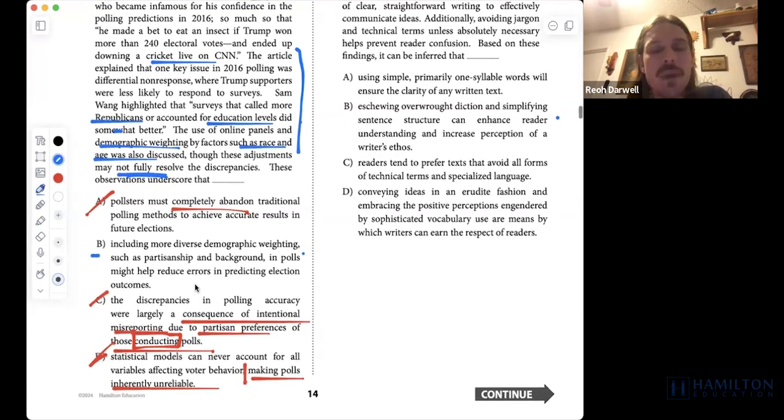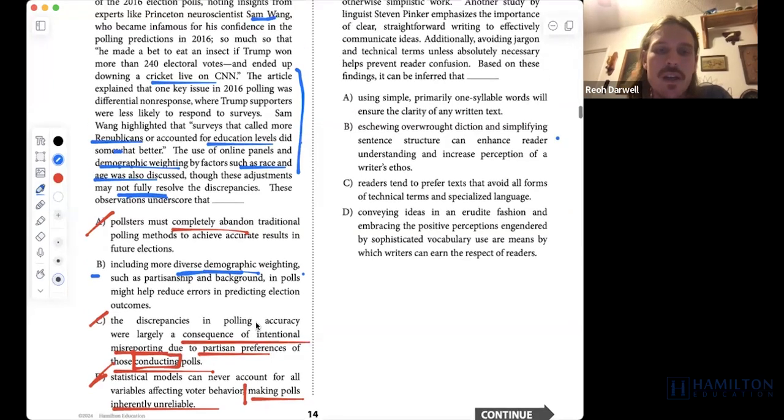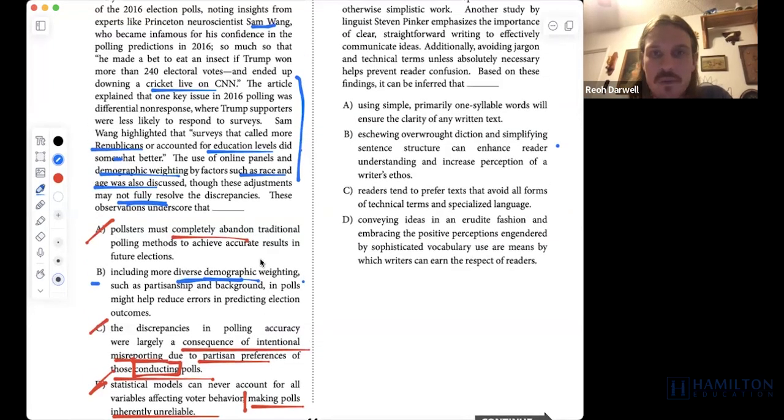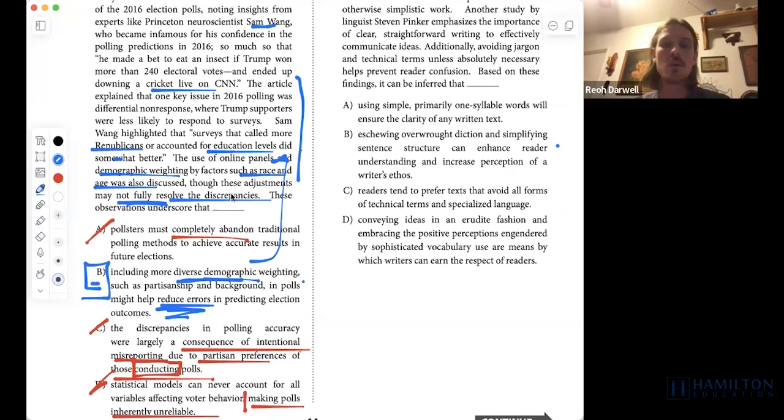Now, why do I think you maybe didn't choose B? Well, one, I think diverse demographic weighting. You might be thinking about diversity in one particular lens, even though it's in multiple lenses here. And then also it said here that it won't fully resolve the discrepancies, and you might think, well, it doesn't fully resolve it. But here we only say reduce errors, right? We don't say fully resolve, it says reduce errors. So that might help, but they won't fully resolve. So that's how we arrive to B for this question.